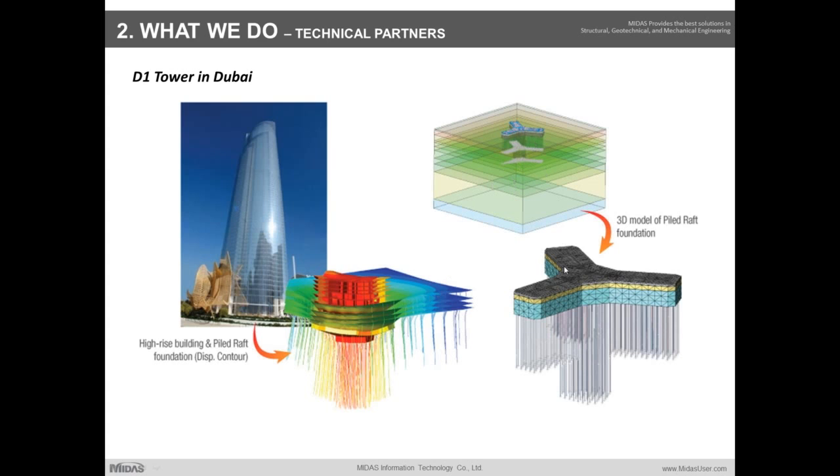So the model was rendered in full 3D because of the scope of the project and also because of its particular shape. So once again, this is just another example of a very high-end project that was completed successfully with Midas GTS.